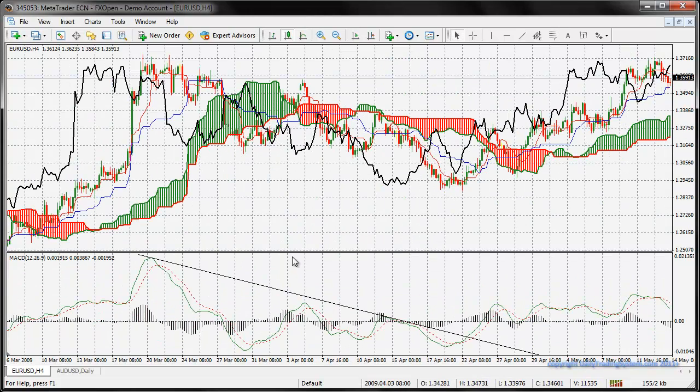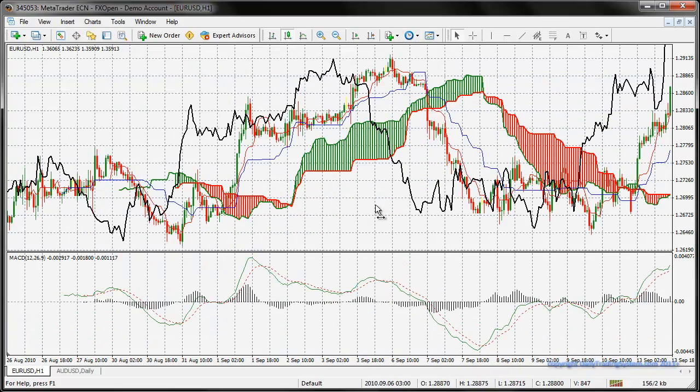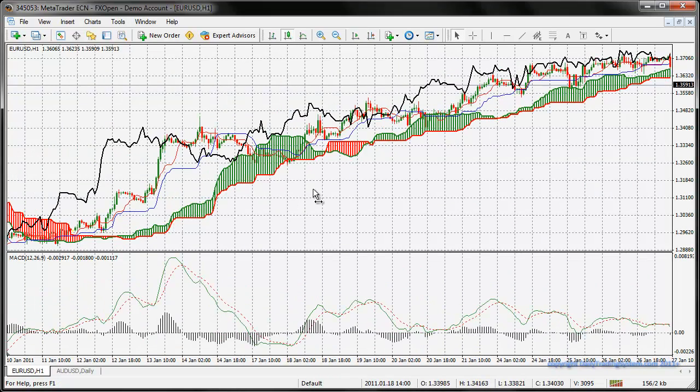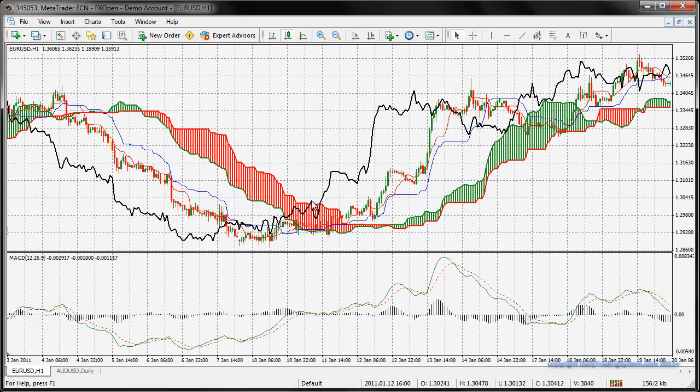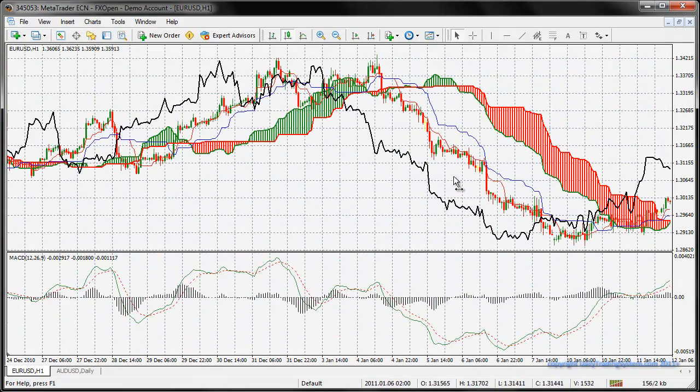This is on a 4-hour time frame, so you might want to try smaller time frames if you're not really happy with the larger ones, and just double check to see if they do come through. Let's see if we can find some areas.